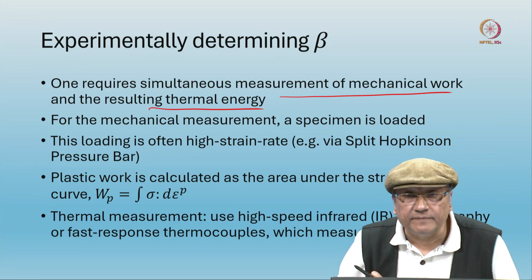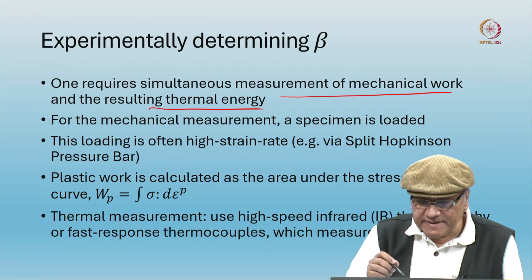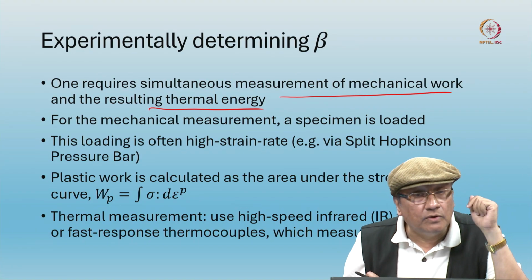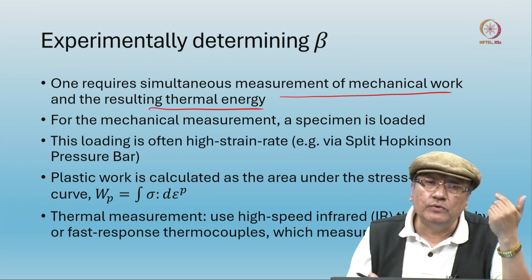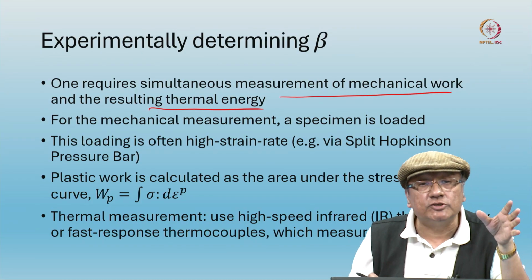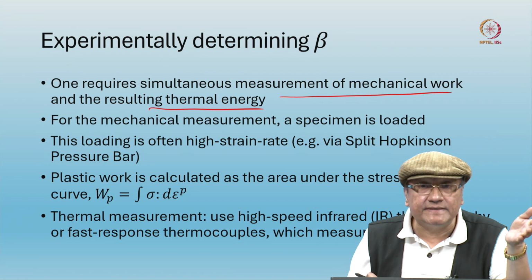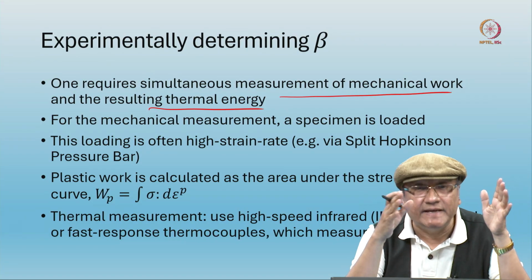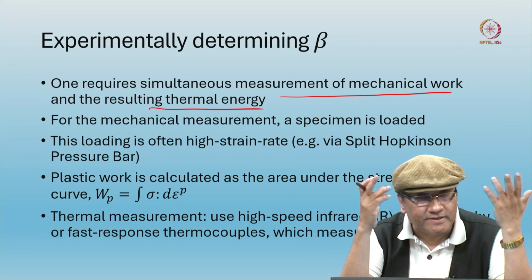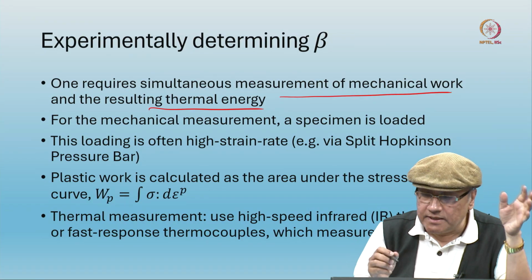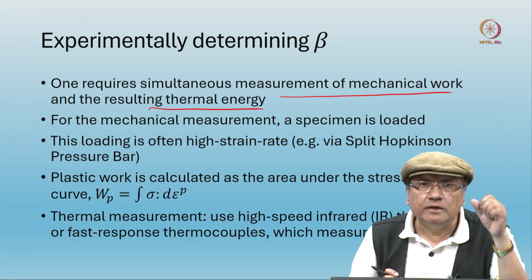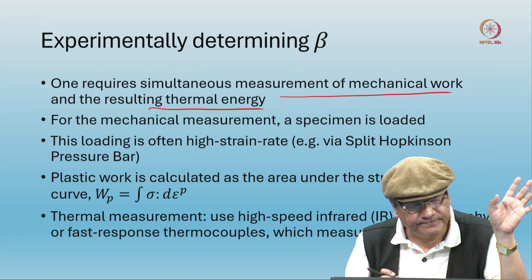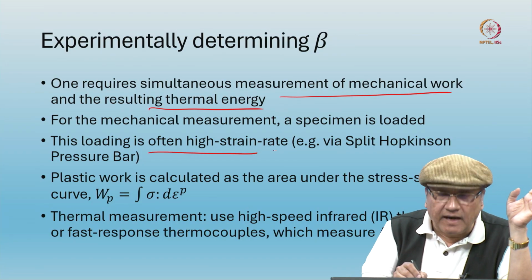For the mechanical part of the measurement, that is x alpha dot, a specimen must be loaded very fast. Why can't you load it slow? Because if you load it slow, you are calling for trouble by allowing the dissipation to take place. If heat is dissipated, then part of it is gone, so the accounting of the energy, which part has gone into what, is not proper. So you must load the specimen fast enough so that no time for conduction of heat is allowed. This loading therefore is of a high strain rate.